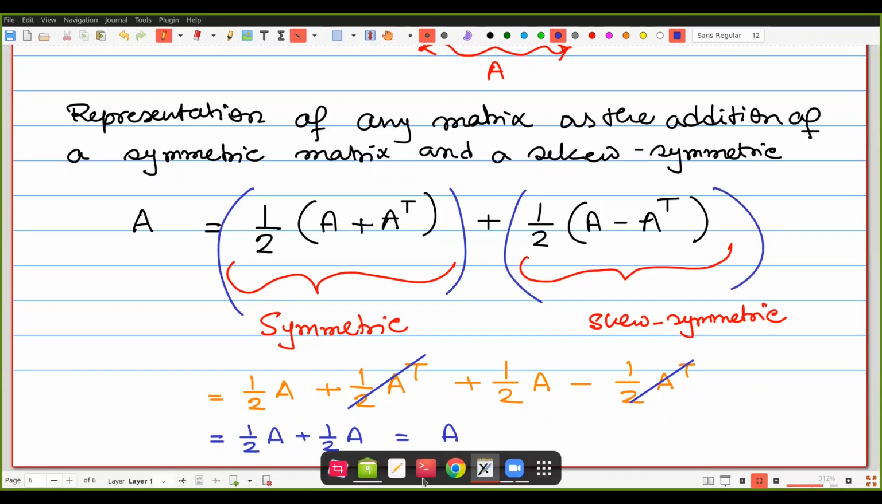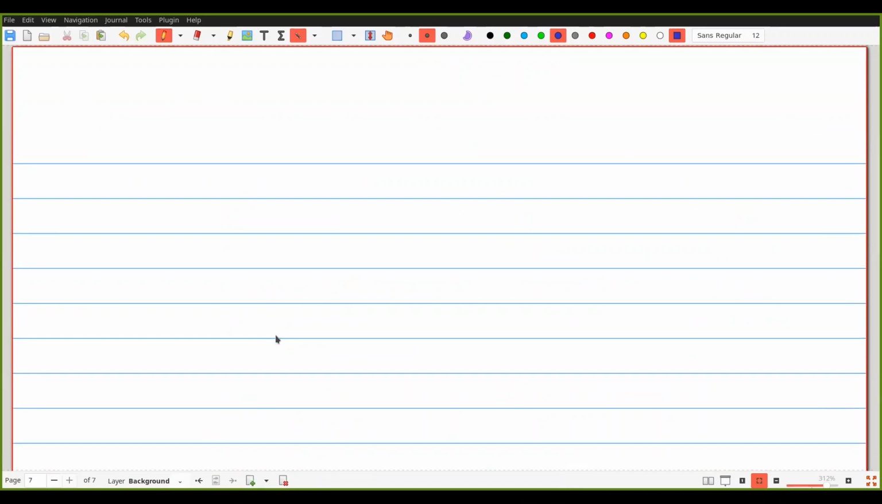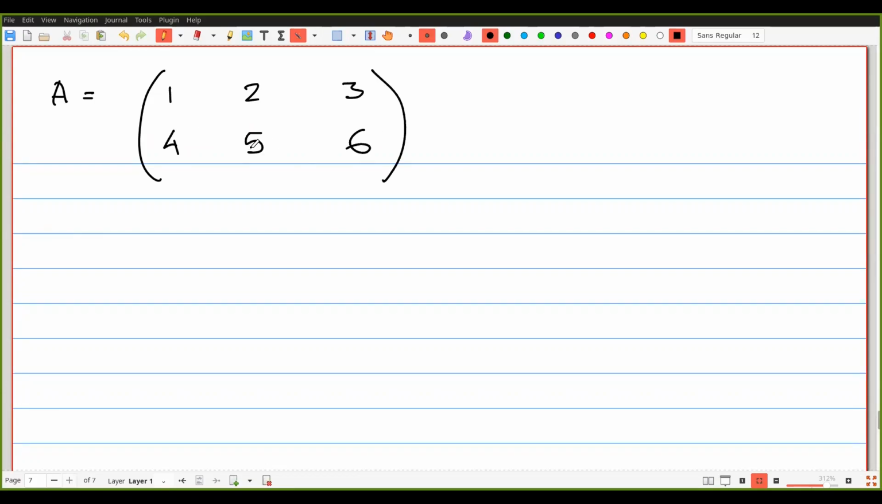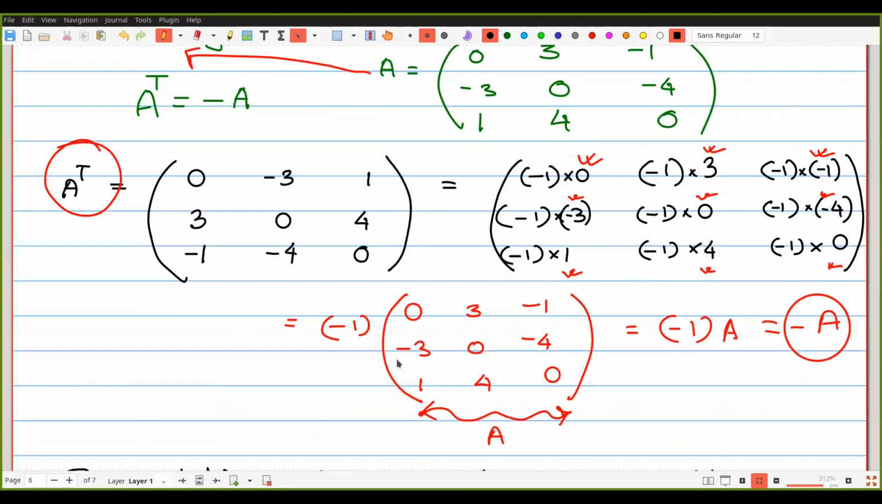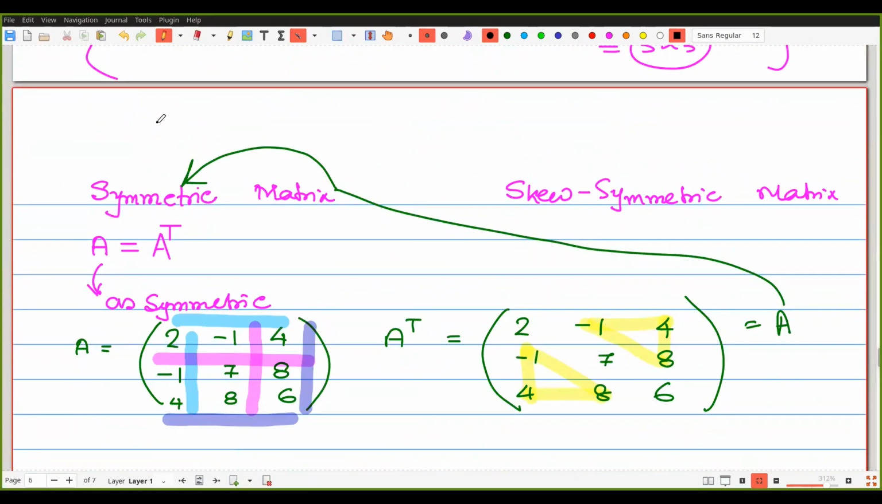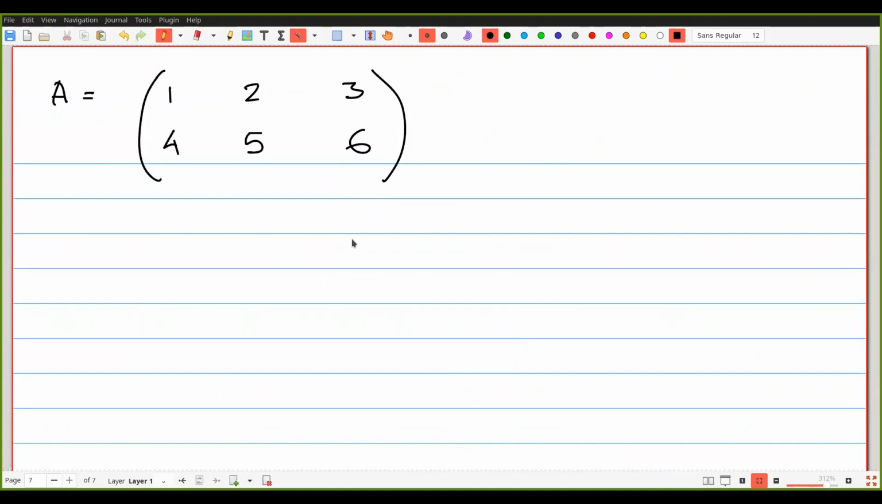Let's check with an example. Suppose any matrix, we don't know what it should be. We are proceeding with a square matrix. A is equal to, suppose, 1, 2, 3, 4, 5, 6, 7, 8, 9. One thing I have missed: the symmetric and skew symmetric matrices are the case of square matrices only, in the case of transpose. Otherwise, we cannot say symmetric or skew symmetric.